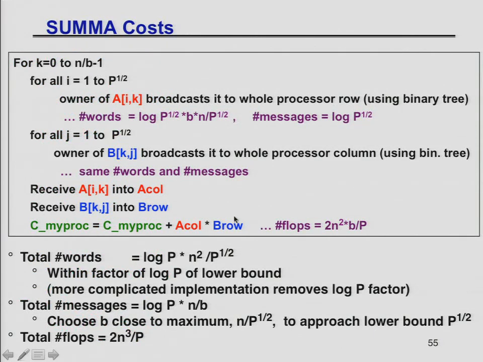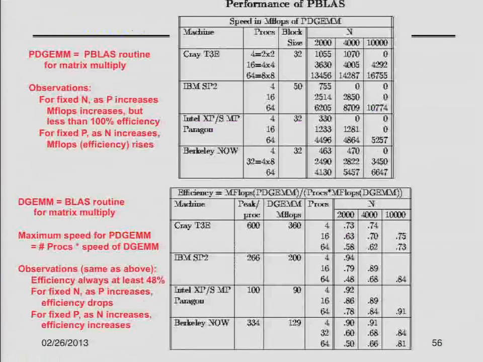So if I go back to this formula, this n cubed over p term benefits as n grows more than this term does, which is n squared over root p. So they have slightly different asymptotics. And so big problems on few processors is how you get to the highest efficiency. But of course, sometimes you want to run small problems on lots of processors because we're in a hurry. So we do want to attain the lower bound and, in fact, do better than this.